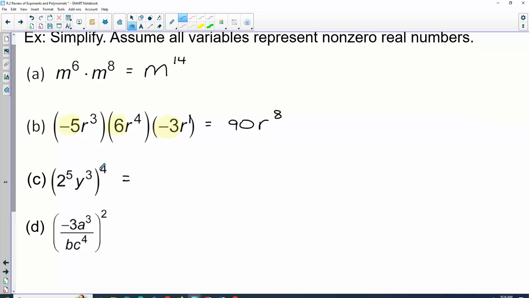C. I have to distribute that 4th power to both. What do you do with those exponents? Add them or multiply? Multiply. So that's 2 to the 20th, which is a huge number. We'll just leave it as 2 to the 20th. And y to the 12th.